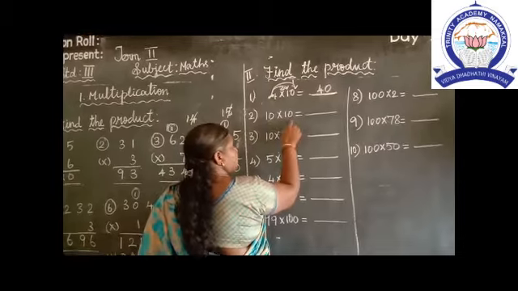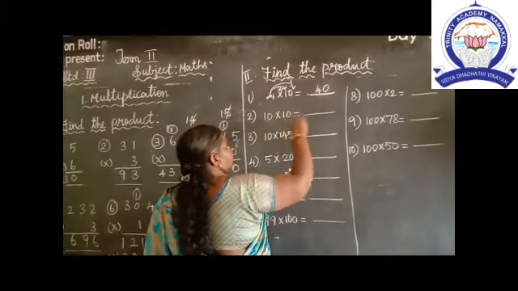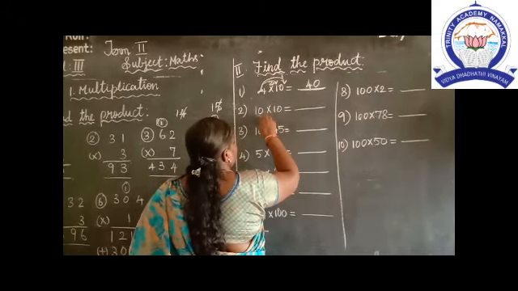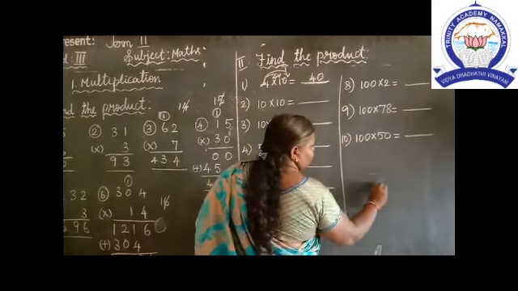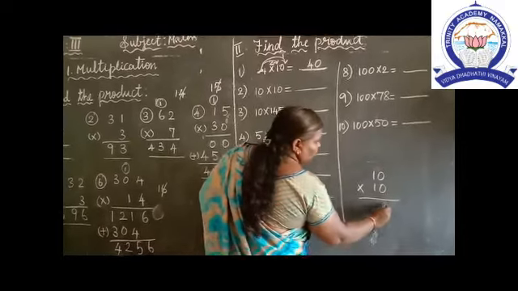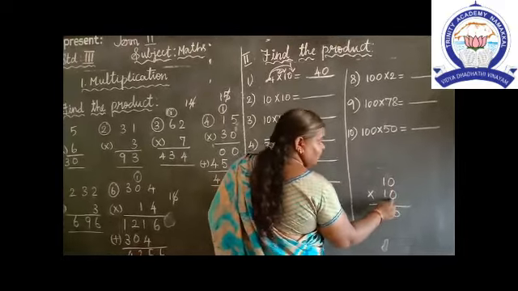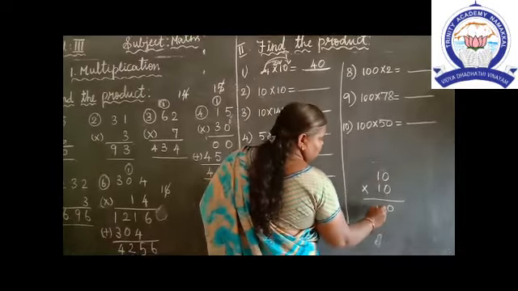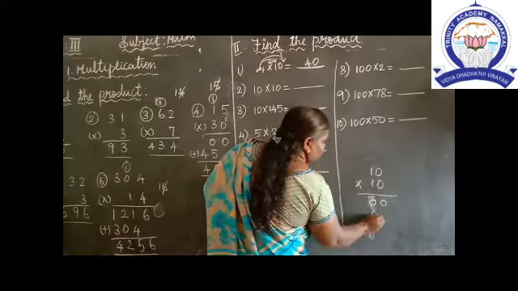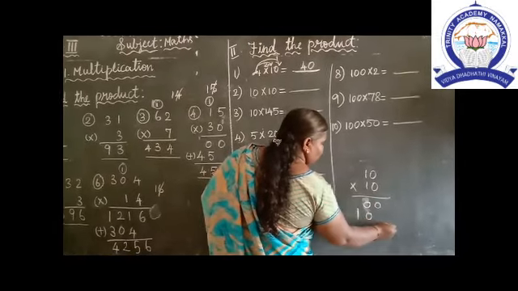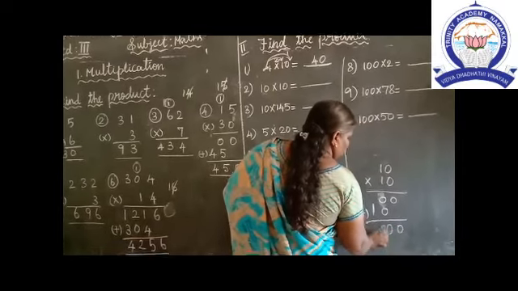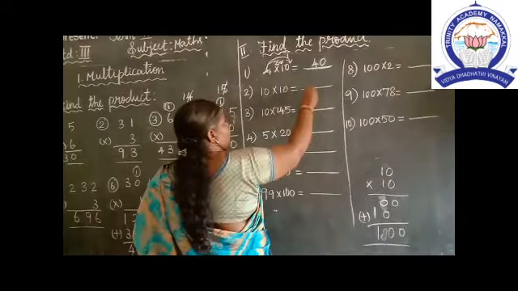Next, 10 tens are 100. 10 into 10: 0 into 0 is 0, 1 into 1 is 1. We add the zeros and we get the answer 100.